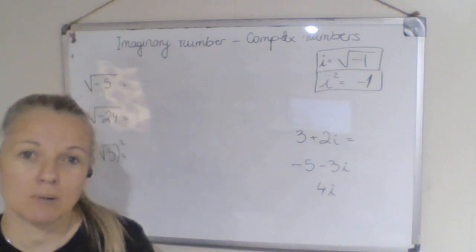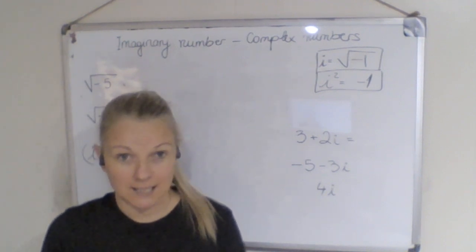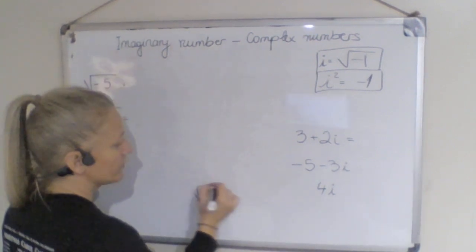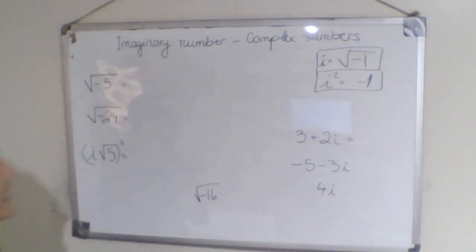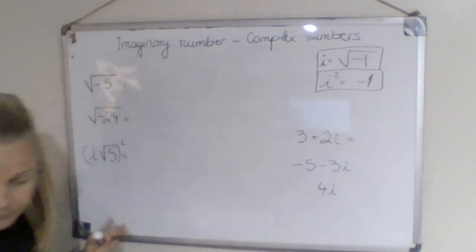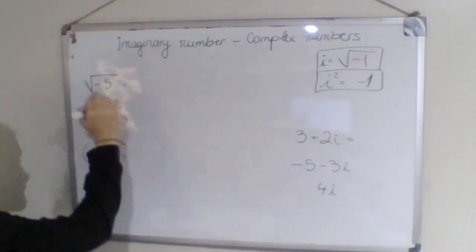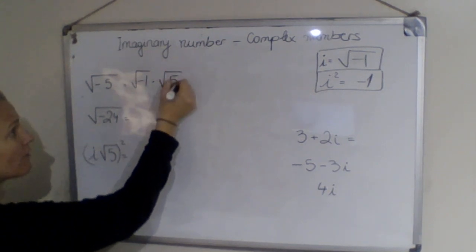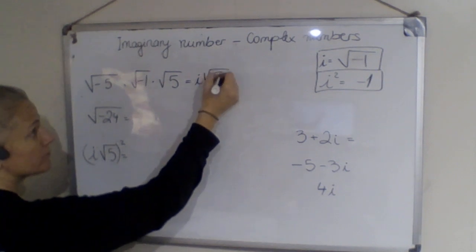You have learned this in algebra 1 and pre-algebra that you cannot have a square root that's negative. In real life situations, there's no such thing as the square root of -16, okay? This is where the imaginary number comes in, that i. Because if we have the square root of -5, I can write this as the square root of -1 times the square root of 5. This is i square root of 5, okay?